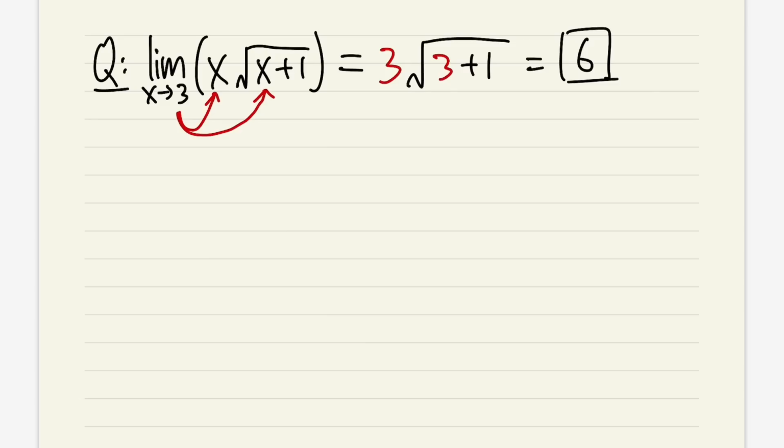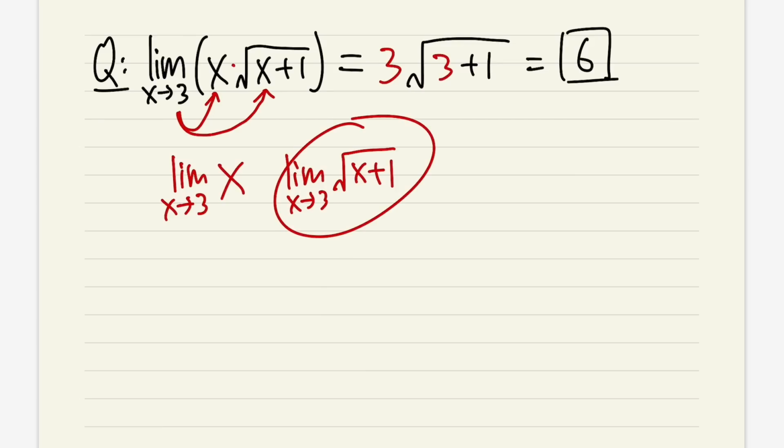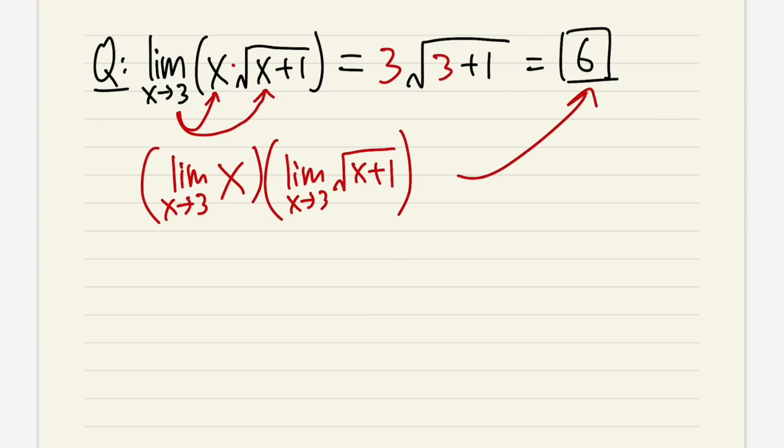In fact, we use the limit law for product, which says because inside here we have two functions multiplying, we first look at the limit as x approaching 3 of the first function, which is x. Does this exist? Yes, the answer for this right here is 3. Then we look at the limit as x approaching 3 of the second function, which is the square root of x plus 1. Does this exist? Yes, the answer for that is 2. Then the limit law says we can just simply multiply them together, and that's exactly how we got the 6.